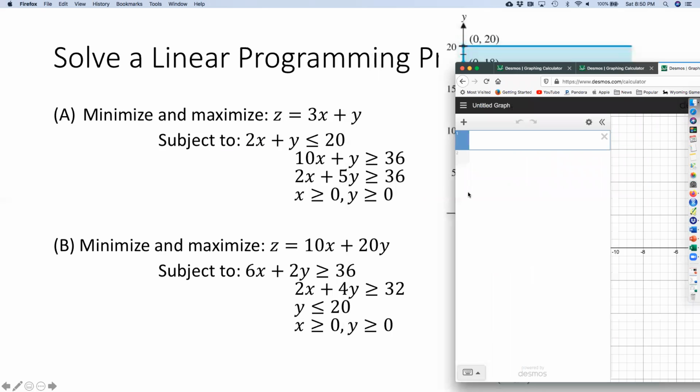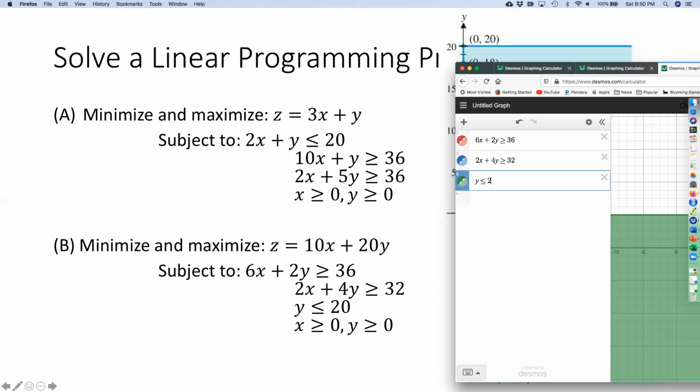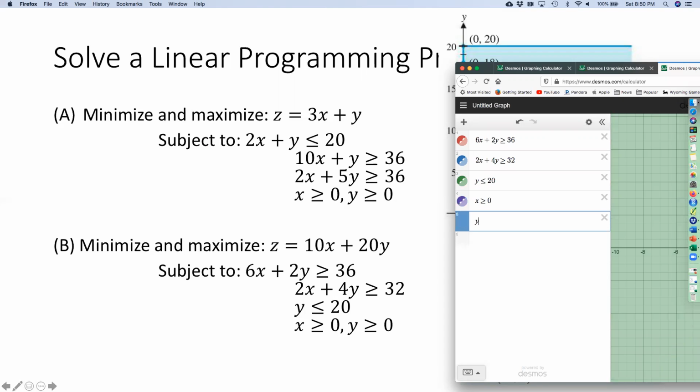Again, we'll put in our constraints. 6x plus 2y is greater than or equal to 36. Right, that's our first constraint, and then 2x plus 4y is greater than or equal to 32, and y is less than or equal to 20, and x greater than or equal to 0, and y greater than or equal to 0.